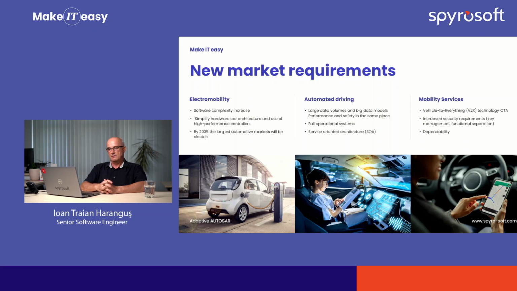Okay? And then let's go further and see why we need an Adaptive AUTOSAR. Well, after 20 years of classic platform usage, some new market requirements occur. For example, electromobility: by 2035, the largest automotive markets will be electric, and then we need different requirements to be taken into consideration in comparison with the classic platform. For autonomous driving, we need to process large volumes of data, big chunks of data, and also run complex algorithms. For this, the classic platform is not appropriate to be used.